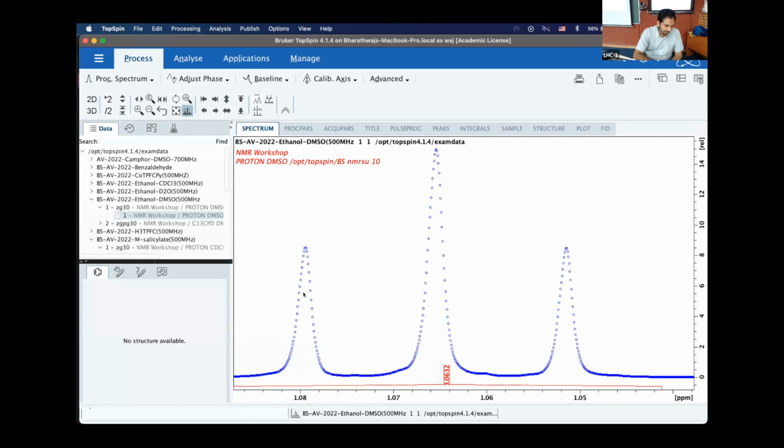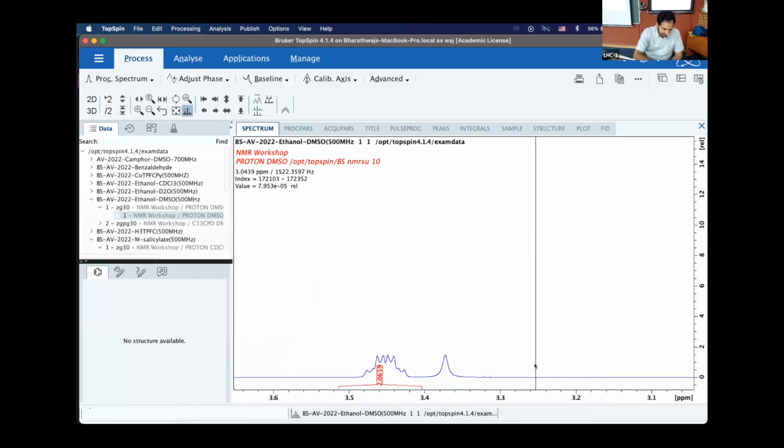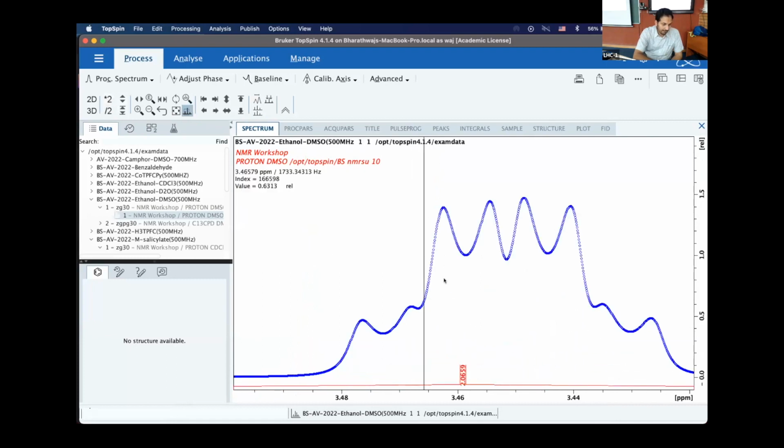So you go from peak maximum to peak maximum. Somebody make a note, it's 7 Hertz. So the methyl protons have a scalar coupling of 7 Hertz. Now let's zoom into the methylene protons. The way to measure scalar coupling here is from maximum to maximum. And what do you measure for the methylene proton? I'm not sure whether it's visible. That's also 6.95, which is basically 7 Hertz.